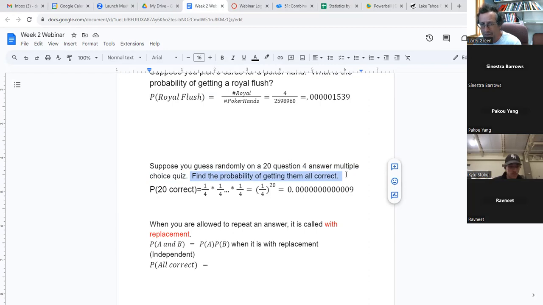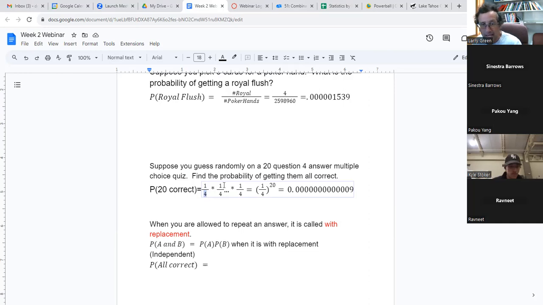What we're going to do on this one is ask, what's the probability of the first one being correct? Well, if there are 4 choices and you're picking one of them, only one is correct. There's one that's correct, and there are 4 choices. So 1 out of 4, or 1/4, is the probability of getting that first one correct. Any questions on that so far?